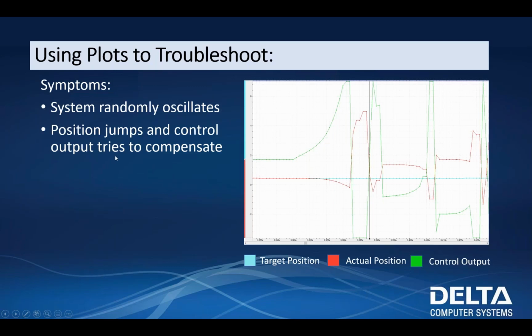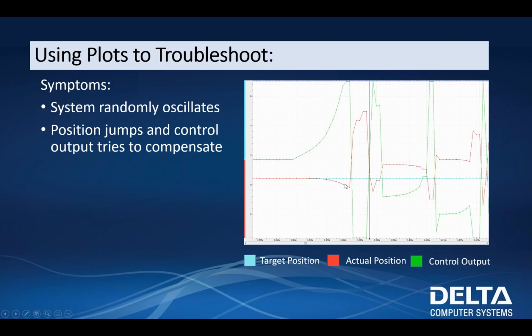Position jumps and control output tries to compensate. This is another good thing to note, right? If the control output was going in the same direction as my actual position, well, maybe there would be something funny going on with the RMC. Can't say I've ever seen something like that happen. So it's not very likely that the RMC is going to be doing something odd here. You can see that we're actually trying to oppose this motion.